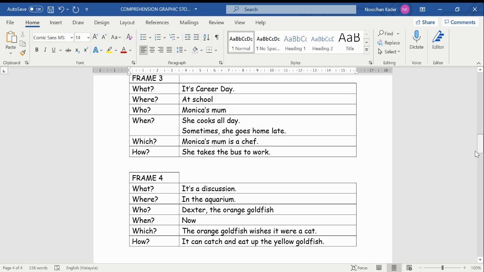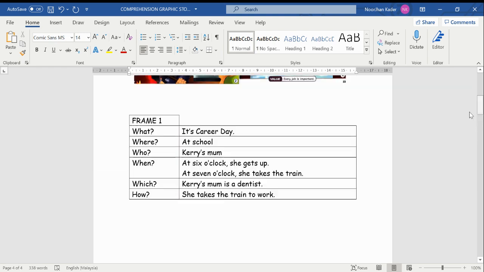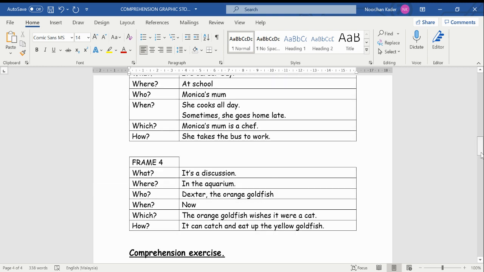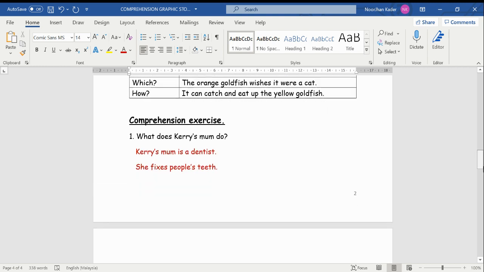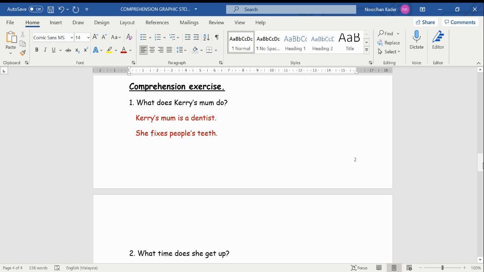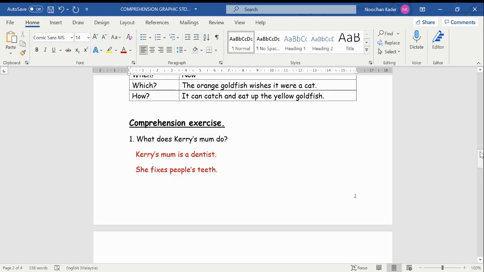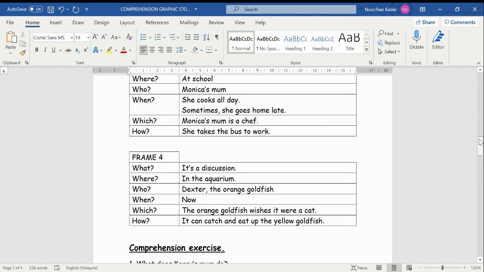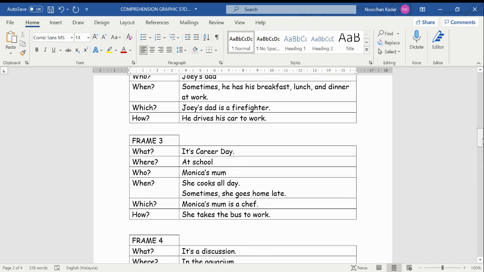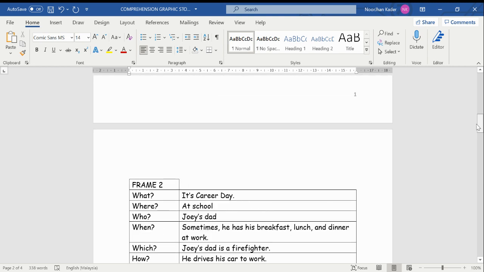So I think that's all. Please check when you write your answers for the comprehension questions. Please check your grammar and spelling and also your full stops and also your capital letters. So that's all for today. I hope that this lesson has helped you write answers for the comprehension questions.